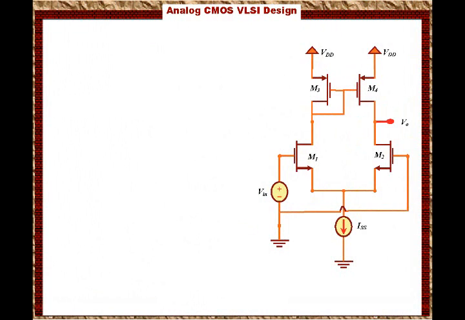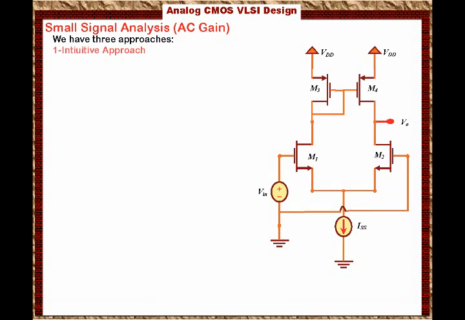Now we are interested in the small signal analysis, basically the AC gain for the single-ended differential amplifier with active load. It is the input stage for the operational amplifier, and extra modifications are added to it. We will discuss them as we continue through the course. So to develop the AC gain, we have three approaches. The first approach is what we call the intuitive approach. Basically, we will come up with the gain based on our intuitive understanding of the circuit.